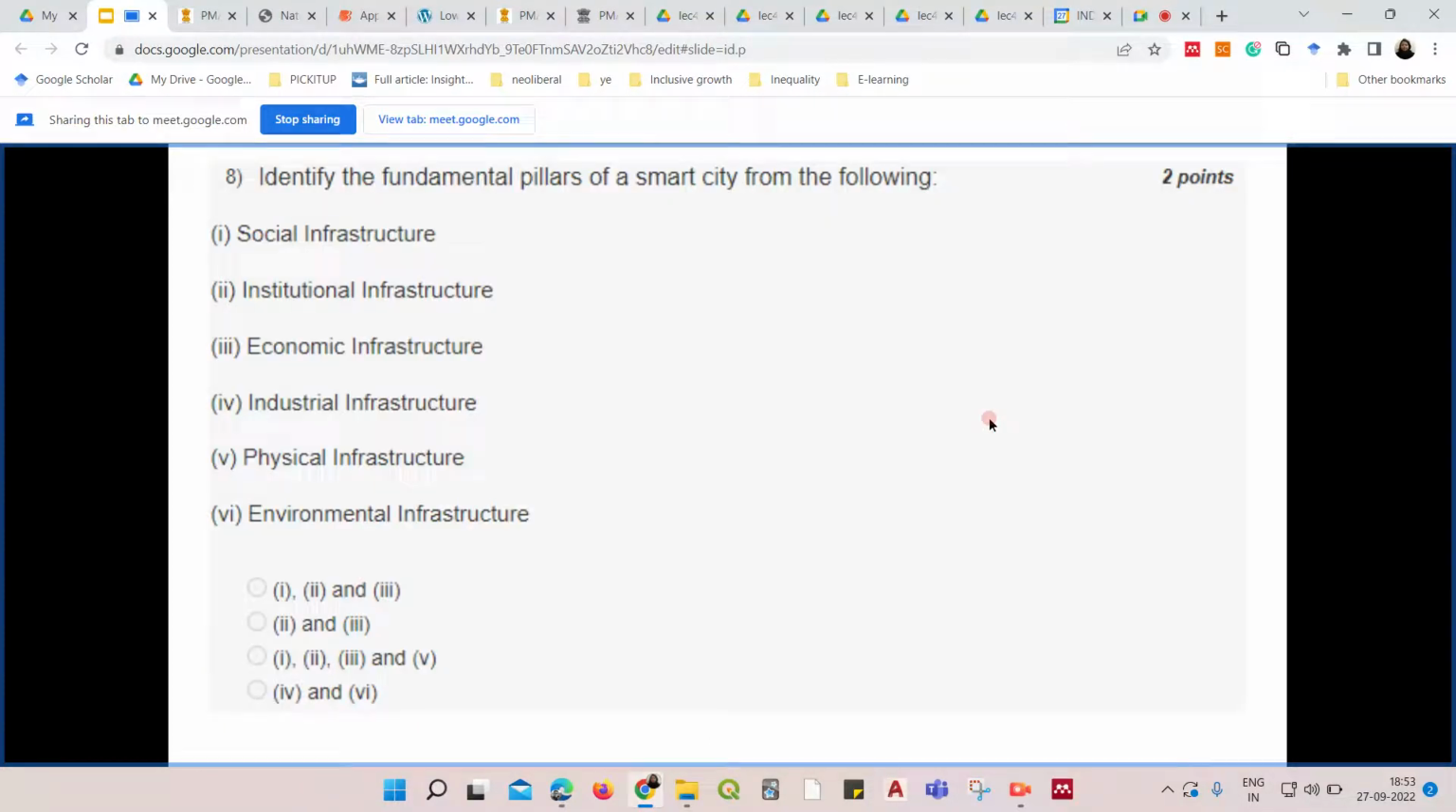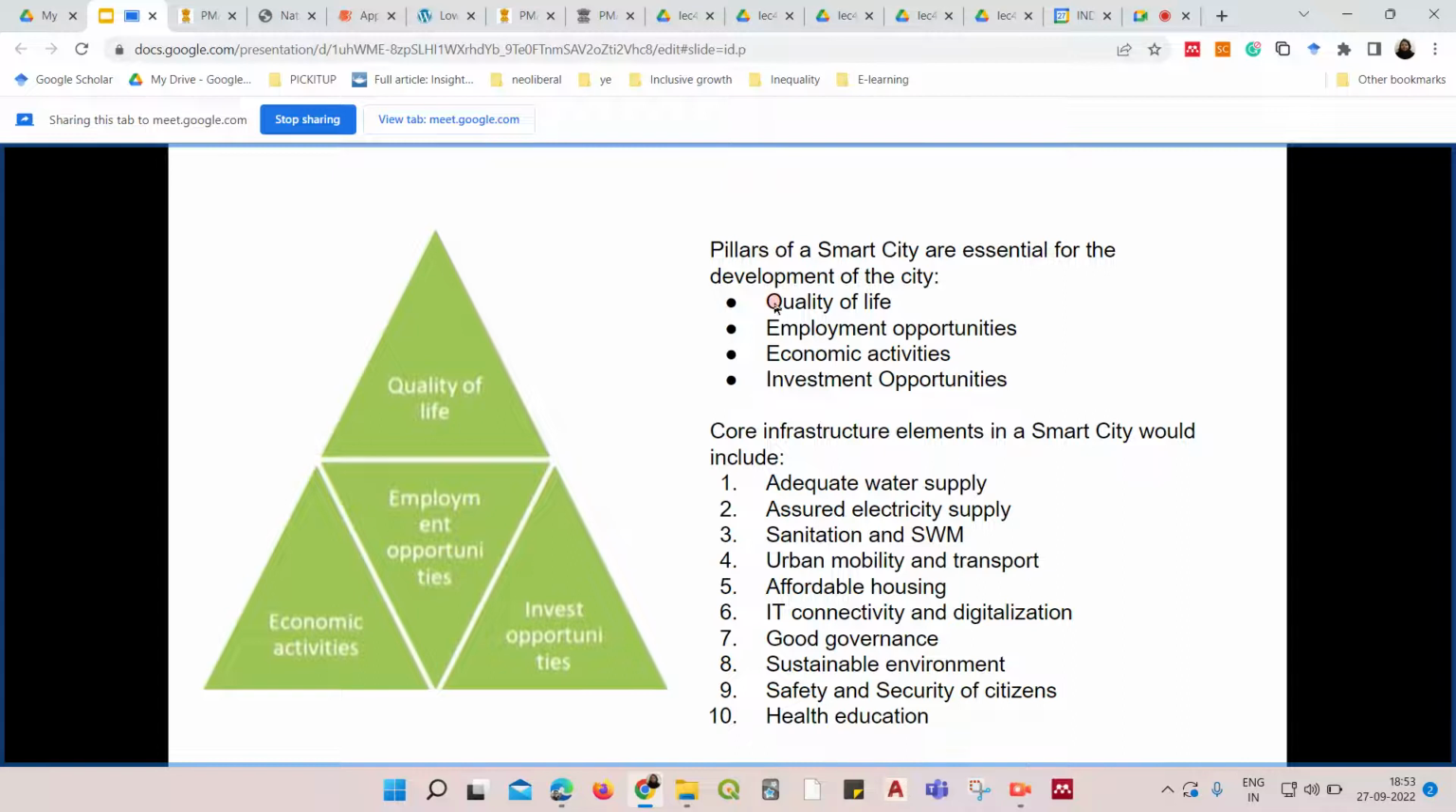So you go back here, and again you see the options. Do these options help you achieve these development objectives for the city? Do they or do they not? That can help you answer this question.